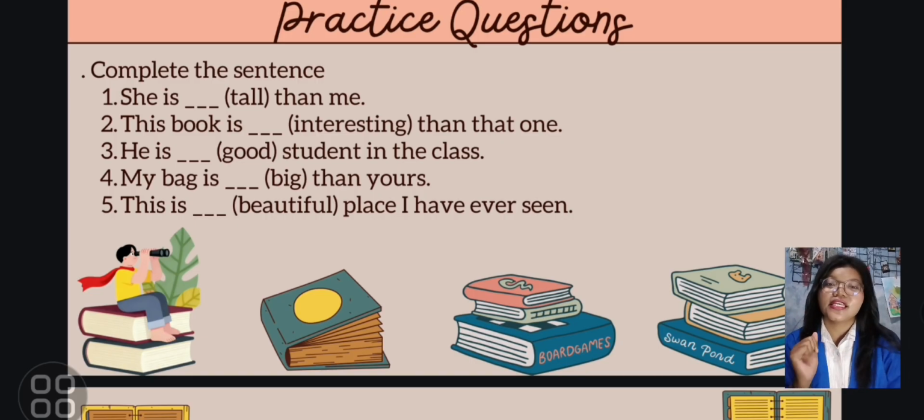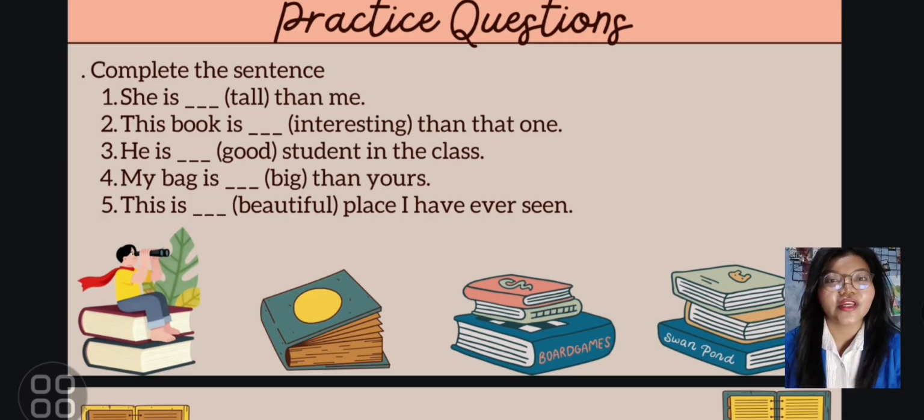Number one, she is blank tall blank than me. The answer is she is taller than me. Number two, this book is blank interesting, blank than that one. So the answer is this book is more interesting than that one. Number three, he is blank good student in the class. The answer is he is the best student in the class.